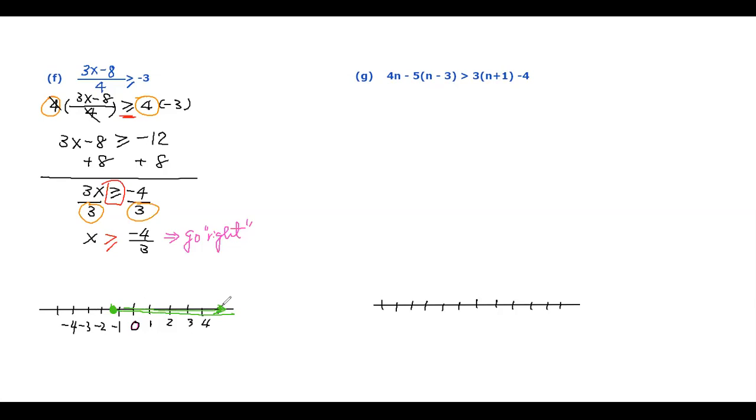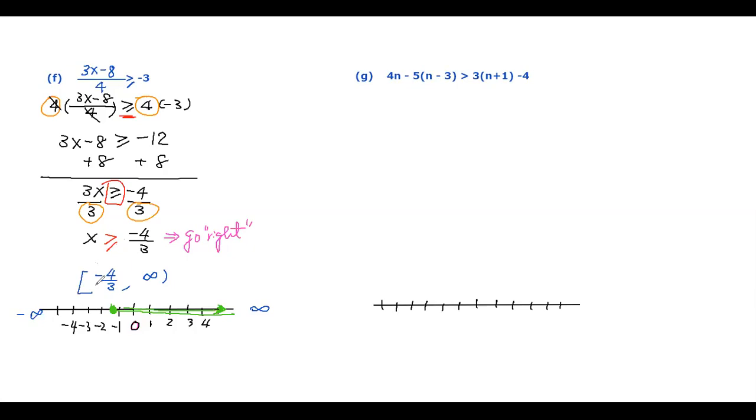So this will be my solution. So how do you write this? Because I go right, this is infinity, this is negative infinity, right? So the bracket is going to go to the infinity. In here, where they start, negative 4 over 3, right? Because I have an equal sign, I use a bracket instead of parentheses here.